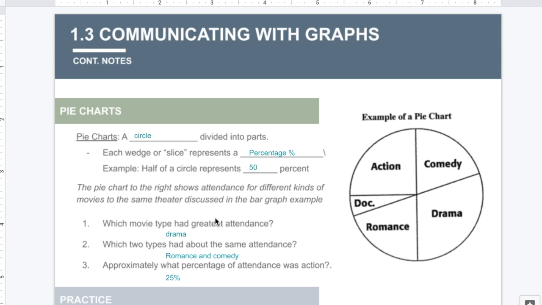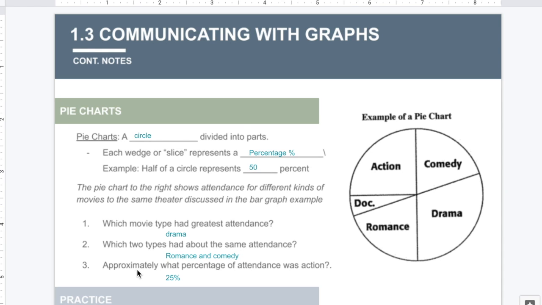Which two types had about the same attendance? So if we look, which two looks the same? Okay, this one's super small. This one is the largest. Okay, then we have these 3 left. If we look, these two look very similar in size. So I would say that romance and comedy had about the same attendance.